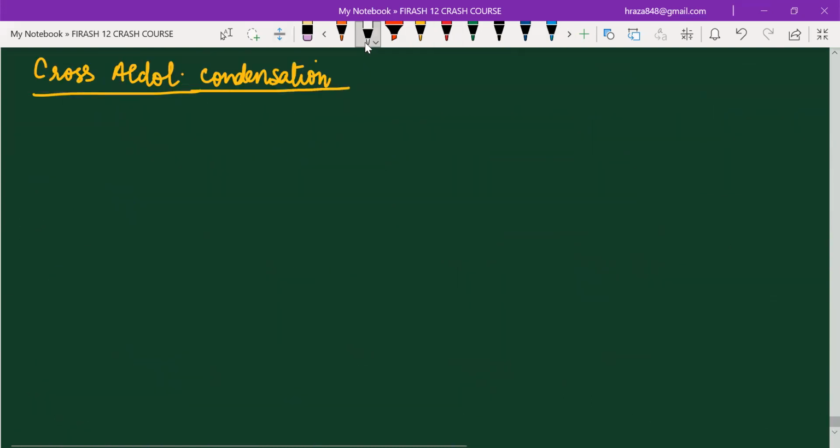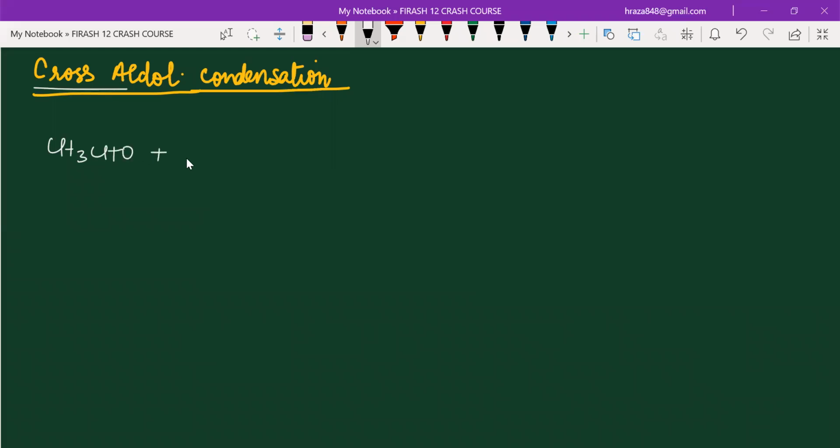What is cross aldol condensation? So basically, 2 moles of other aldehydes or ketones. Like if you are going to take CH3CHO going to react with ethanol, going to react with propanol. Are you getting my point? In the presence of dilute NaOH, this will be the cross aldol. Is that clear?